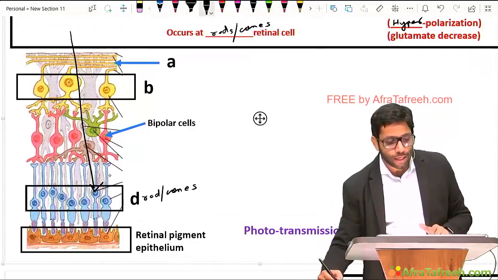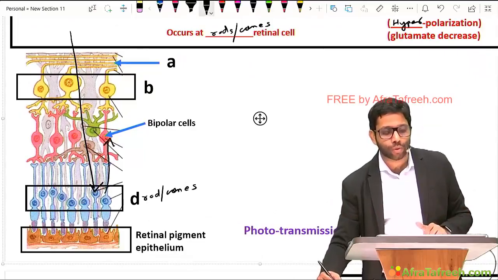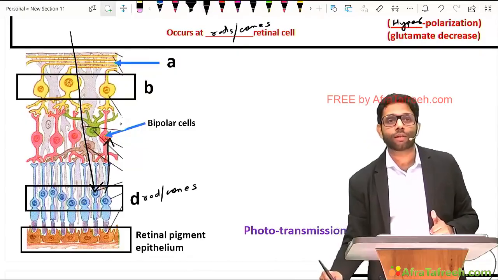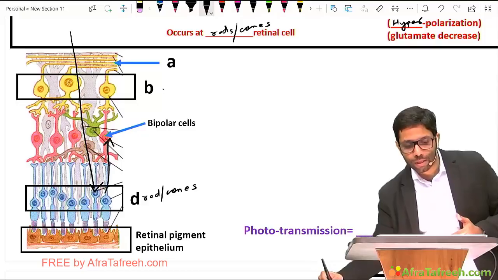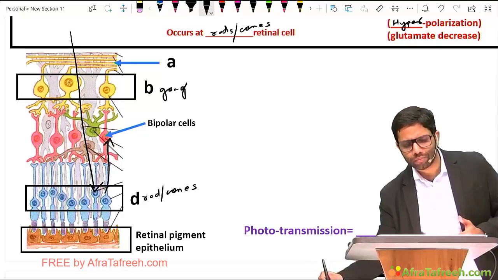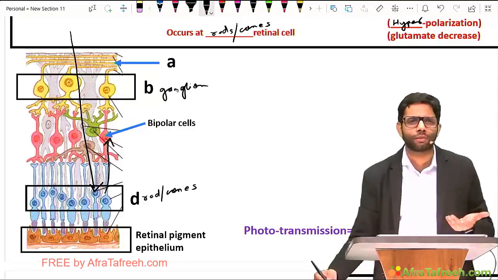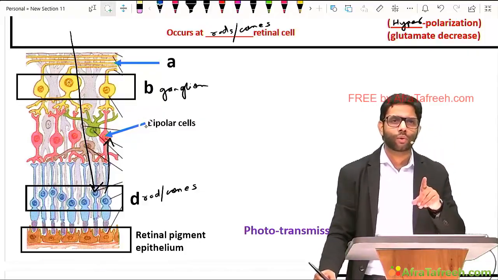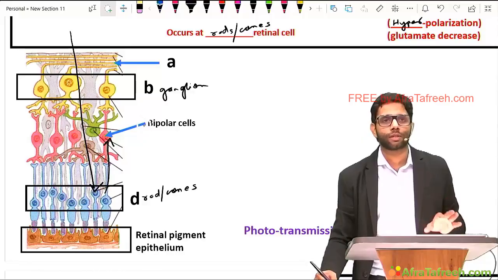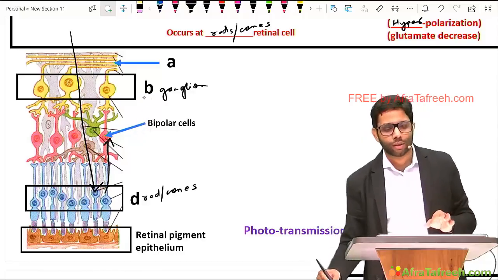From here the impulse goes backwards into the retina cells, into bipolar cells. From bipolar, these are cells of the retina, it goes to B. What is B? Ganglion cells. There's a controversy going on. Don't get into controversy. Bipolar, take it as first order, ganglionic second order.